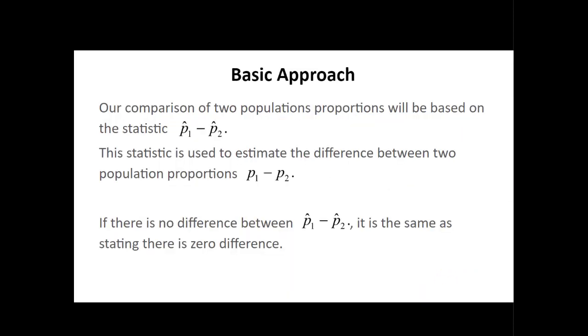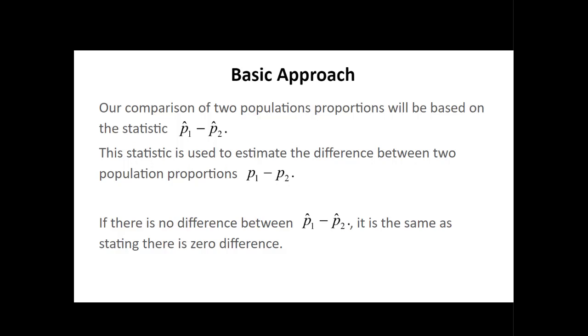So what we're going to do is we're going to take information about proportions for two different samples, the proportion for sample 1 and the proportion for sample 2, and we're going to take the difference of those two. That statistic will allow us to estimate the difference between two population proportions. So we'll be able to make inferences about the comparison of two population proportions by comparing the two sample proportions.